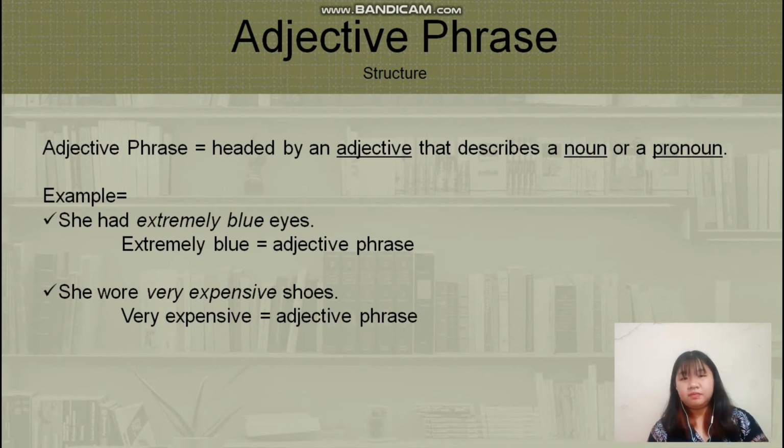And the second example is, she wore very expensive shoes. The adjective phrase in this sentence is very expensive. This adjective phrase describes or modifies the noun shoes. The adjective expensive heads the adjective phrase.